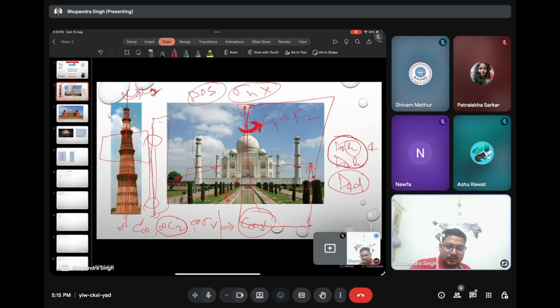I think you are right. Diagonal, yes. Because this Taj Mahal is symmetrical, this is also present. Okay. Now you know everything. Now tell me what is the point group of this molecule. 4 sigma v is also there.